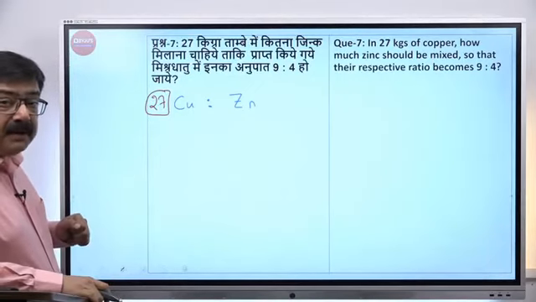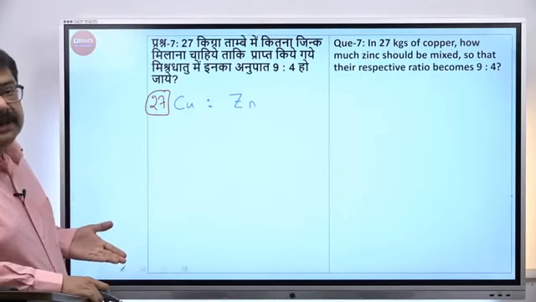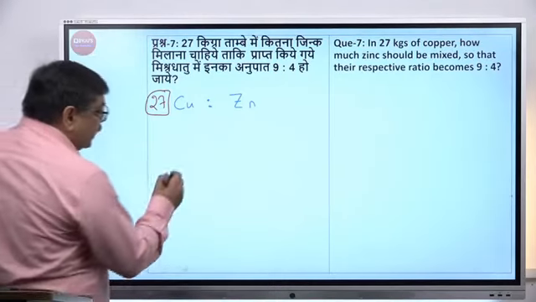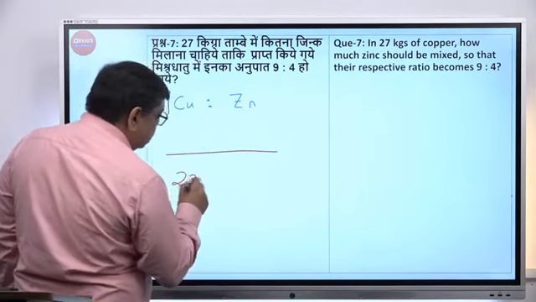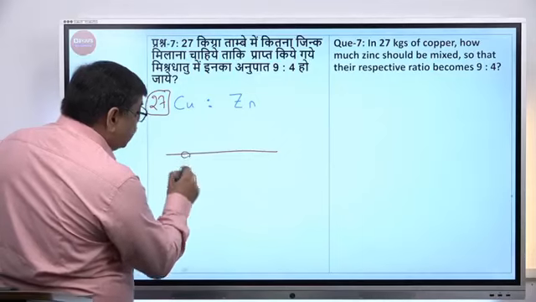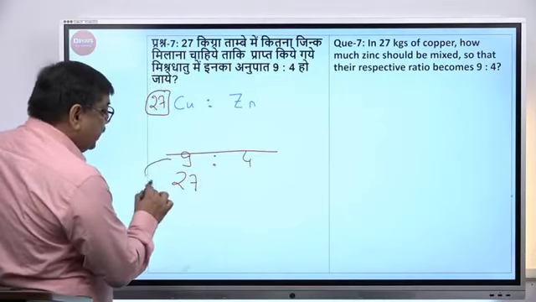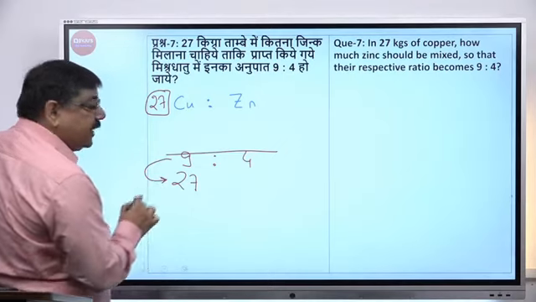We don't have to mix copper in this. We have to mix zinc in this. So the amount of copper is going to remain the same. So the amount of copper actually is 27. Correct? And when you want the ratio to become 9:4, this 9 ratio point corresponds to 27 kgs.